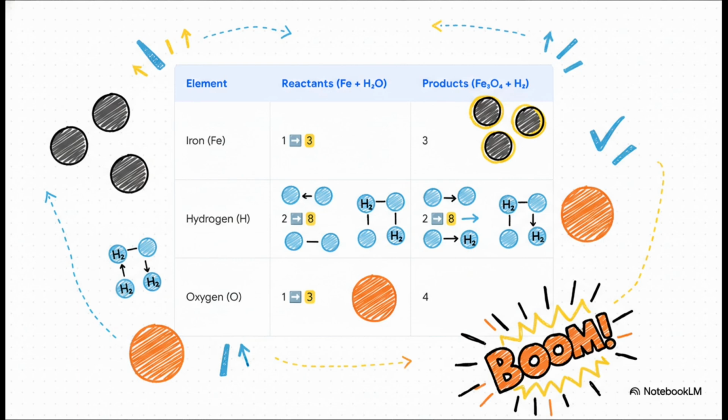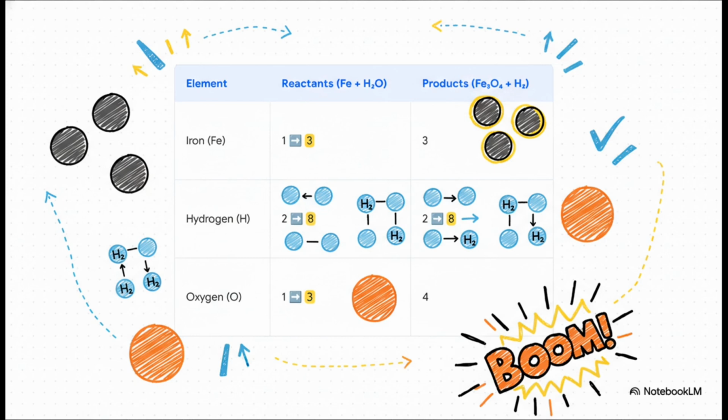Okay, iron is balanced. Now let's look at oxygen. Oh, we have 1 on the left in H2O, but 4 on the right. So we'll put a 4 in front of the whole H2O molecule. But wait, by doing that, we've now got 4 times 2, which is 8 hydrogens on the left. On the right, we only have 2. No problem. We just need to put a 4 in front of the H2 on the right side.